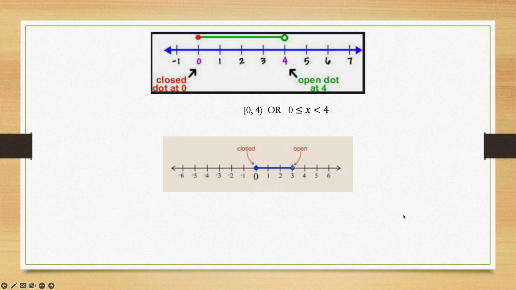Let's have you try the next one. Go ahead. Okay, we're going to get a closed circle on 0, which means you're going to have a bracket on 0, and then you're going to have an open circle on the right, so that's a parenthesis. And again, interval notation, 0 is less than or equal to x, which is less than 3. You are allowed to equal the 0, so I put the little line underneath.